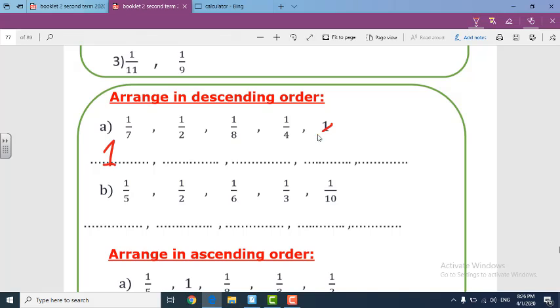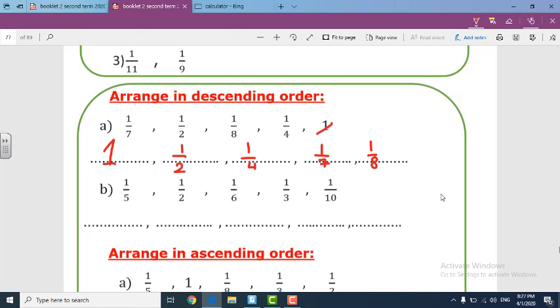Okay, cancel 1. And here we have the same top number. Here we have 1, 1, 1. So we have a crazy man in the bottom number. So arrange the bottom numbers ascending because of the crazy man. Okay, so 1 is the biggest. So after that, half, quarter, 1/7, then 1/8.